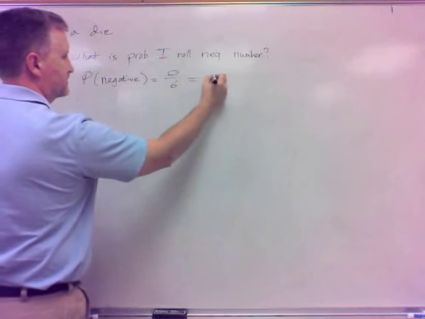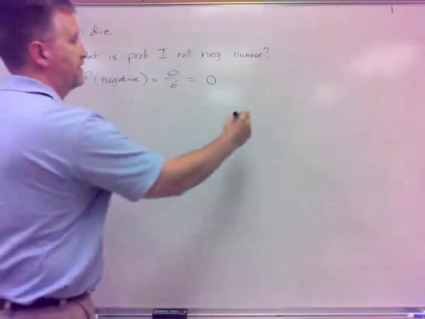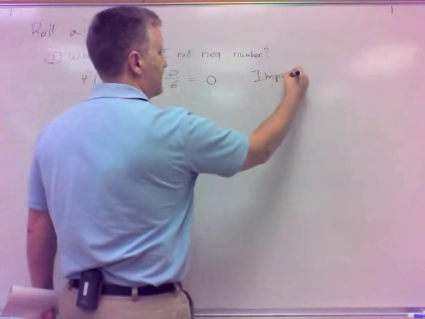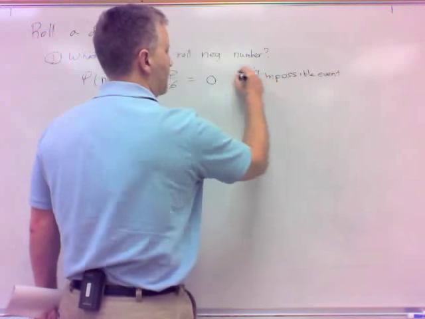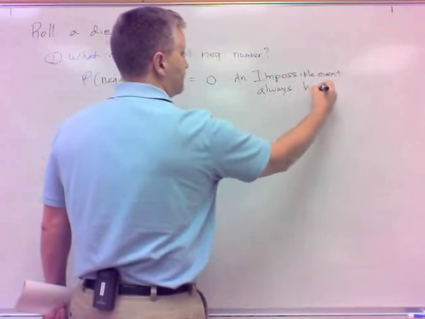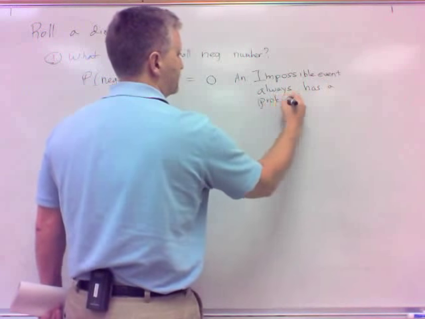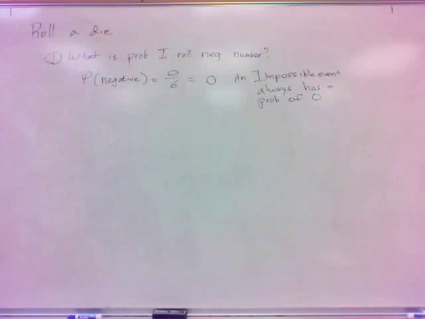Now what does 0 over 6 work out to be? It's 0. Like I said, this was an impossible event, rolling a negative number when I'm rolling a die. Well, doesn't that make sense then that the probability of that happening is 0? Yeah, an impossible event always has a probability of 0. Okay? 0 chance of occurring. Makes sense that the probability would be 0.